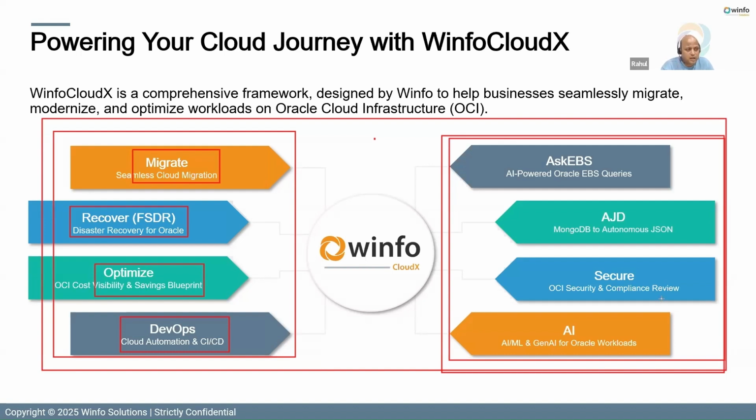AJD is basically autonomous database migration, like non-Oracle to autonomous database migration, where we have Mongo to autonomous JSON database migration. This is a very specific initiative that we are working on with Oracle. We're migrating non-Oracle databases to Oracle databases, and one of them is MongoDB to autonomous JSON database.